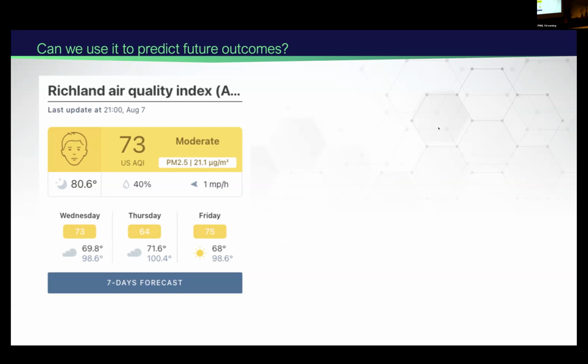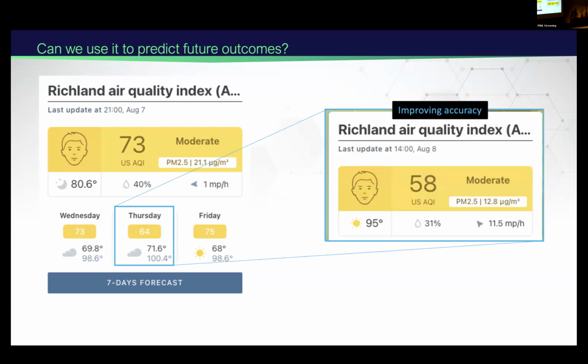So at that time, we had a 73 air quality for the 2.5 micron or smaller particles. And we looked at the weather, we knew the wind, et cetera. And we could predict, okay, Thursday, the next day, it's supposed to be 64. And because we have so much imaging data and so much other modeling data, we're getting pretty good at predicting these things, right?